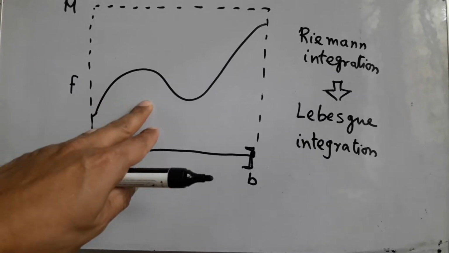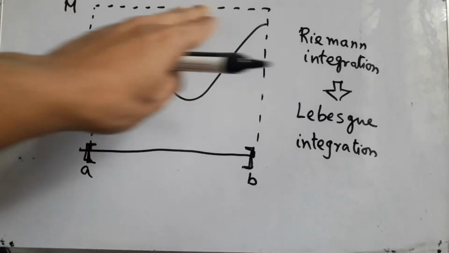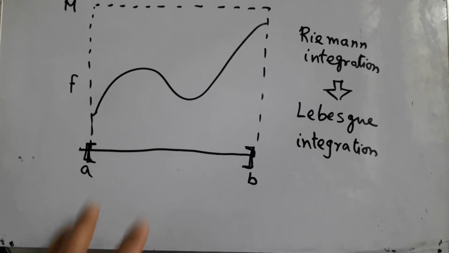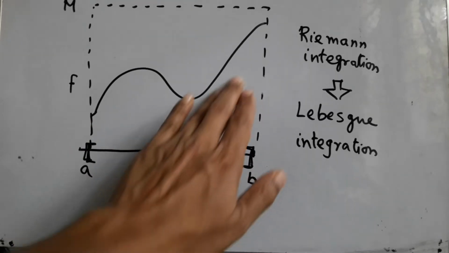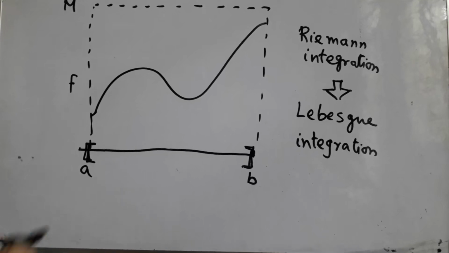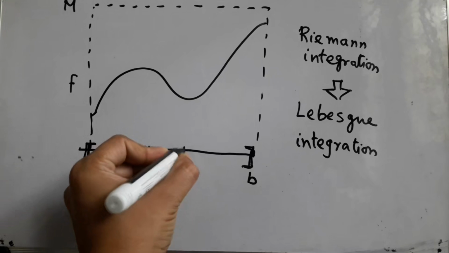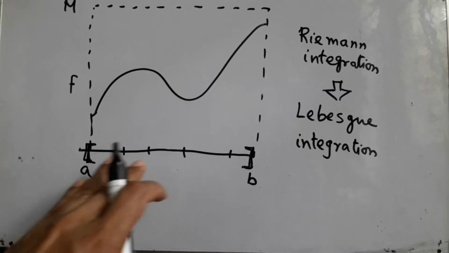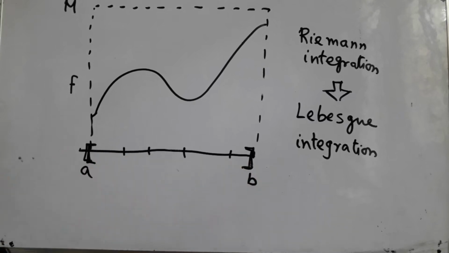The function is non-negative, above the x-axis, and is bounded from above by some value which I have denoted by capital M. Now our aim is to be able to find out the area under the curve. For this, the Riemann integration approach is like this. You take any arbitrary partition of the domain. They need not be equal, but there must be finitely many subintervals into which you have partitioned the domain.